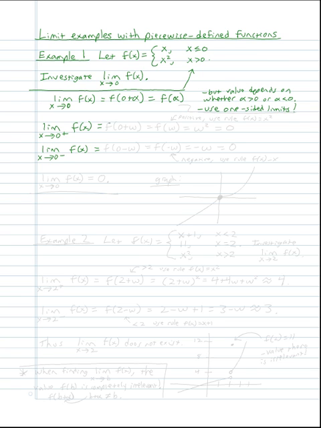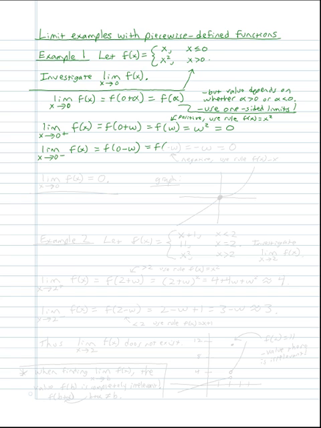Now again, here we plug in f of 0 plus omega for the limit as x goes to 0 from the right, and it would be f of 0 minus omega for the limit as x goes to 0 from the left. Okay, so in the first one we have f of omega, but because this is a positive value, that means we use the rule for f of x is x squared. So that gives us omega squared, which is approximately 0.